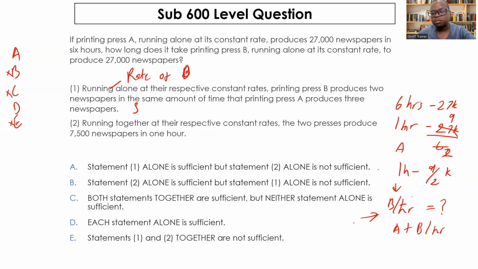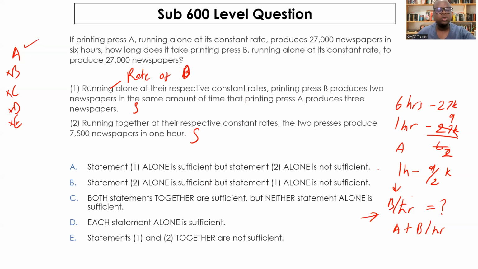If you're given A plus B in 1 hour, and you already have A alone in 1 hour, which means you can get B in 1 hour, and therefore you can get how long it takes to produce 7,000 newspapers in machine B. So for that reason, this will also help us get the answer, which means this one also is sufficient. Therefore, we cross off answer choice D, and we have the answer A.